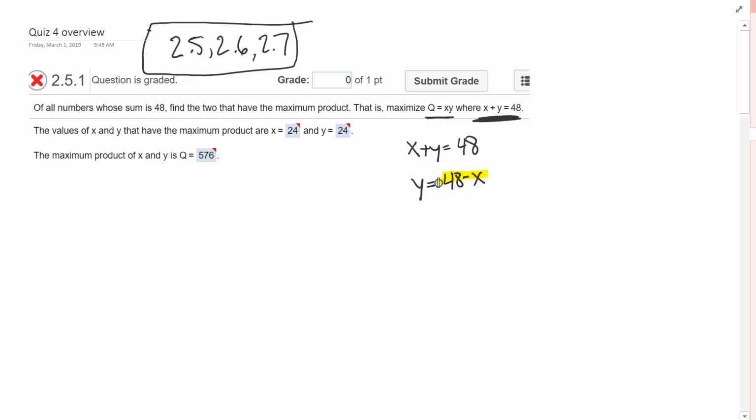I'm going to use this fact to plug it into my Q function that I want to maximize, and I'm going to then have a function in terms of only x, which allows me to then take the derivative of this function with respect to x, set that equal to 0, and solve for the values that would create a critical point. I would have to verify that that critical point is going to either be a maximum or minimum to then be able to apply that.